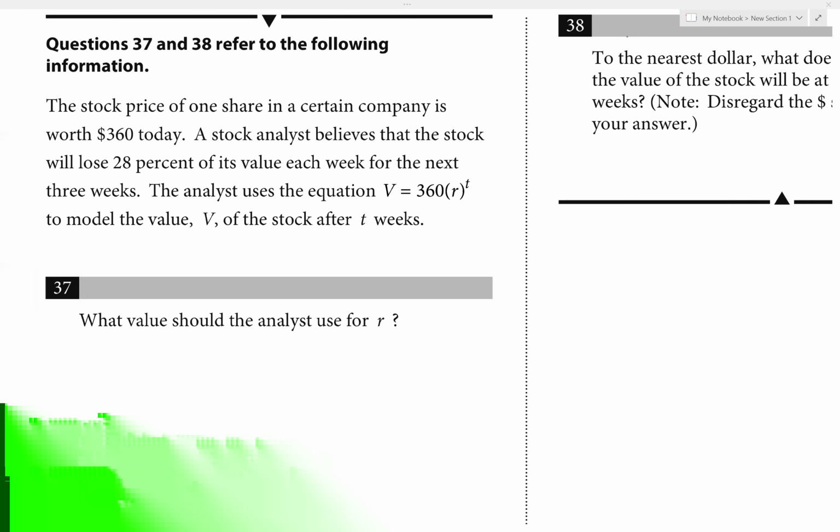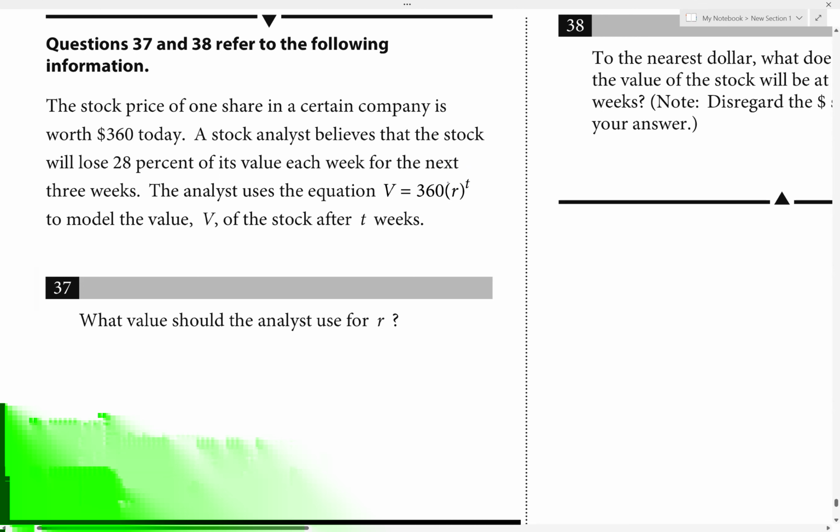So that means this will be an exponential model, okay, not a linear model. And also, if you look at the equation that they give us here, we go 360 times r to the t. So t is also in the exponent, right? So that tells us this is an exponential model as well. Okay, so we're trying to figure out what the r value is.